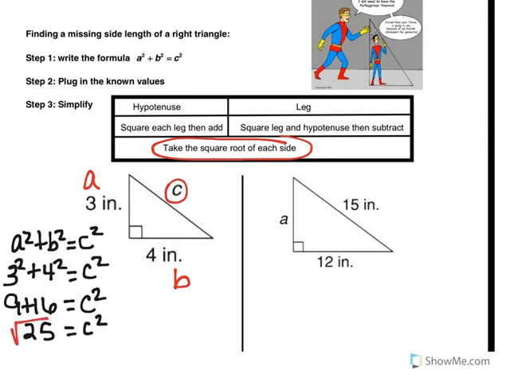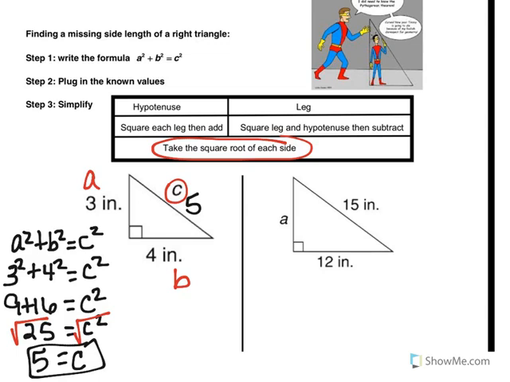So I have to take the square root of the 25 and take the square root of c squared, and I will have my answer. So the square root of 25 is 5, and the square root of c squared is c. So for c, my answer is 5.